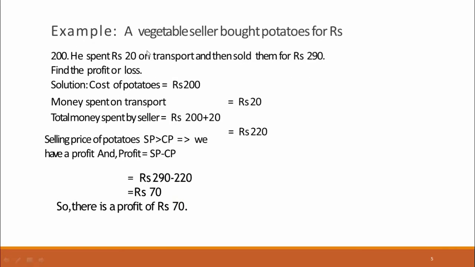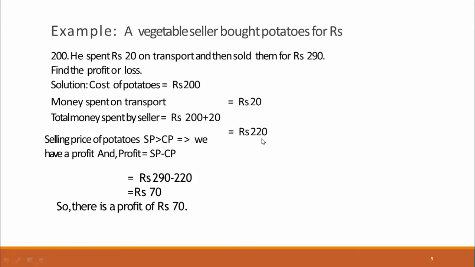Now another example: a vegetable seller bought potatoes for Rs 200 and spent Rs 20 on transport and then sold them for 290 rupees. Find the profit or loss. First of all, find the total cost. The original cost of the potatoes is 200 and the money spent on transport is 20 rupees. So the total money spent by the seller, this is the total cost, 200 plus 20 is equal to 220.